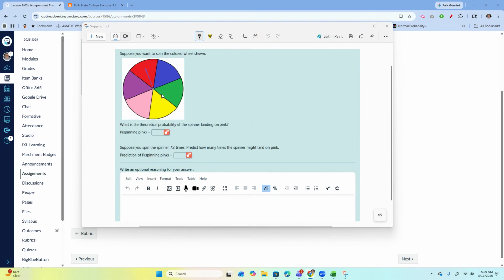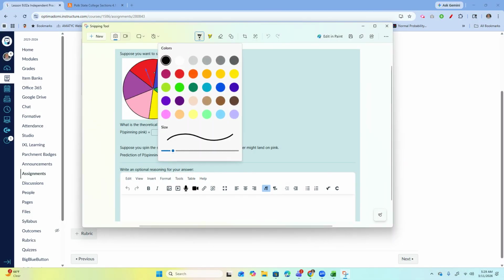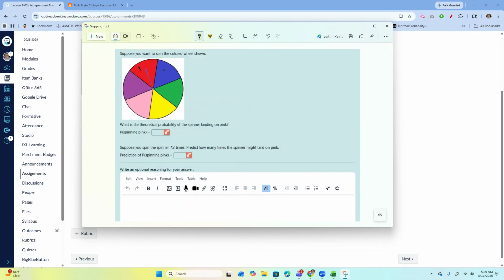So here we're going to spin this spinner. And they ask what is the theoretical probability that it will land on pink. If you look at the spinner, how many slices are there in total? I have 1, 2, 3, 4, 5, and 6. So my theoretical probability, my fraction, is going to have denominator 6. And out of those 6, how many of those slices are pink? Only one. So that's my theoretical probability.